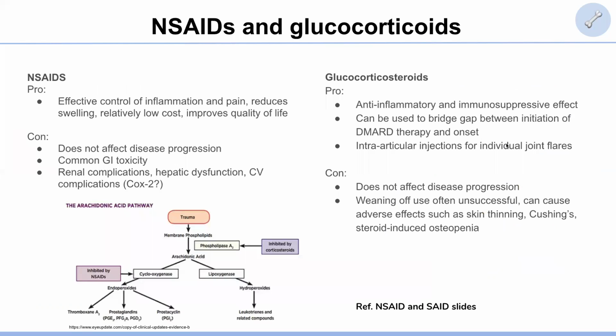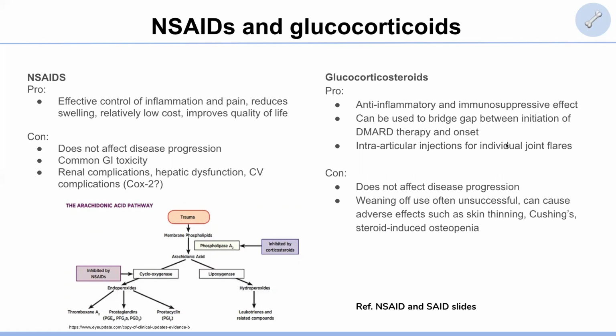Next, NSAIDs and glucocorticoids. We've discussed how they work before, but they might also be used in the treatment of rheumatoid arthritis. NSAIDs are great because they're cheap, they're good at controlling symptoms, but they also have complications that we've discussed before too.